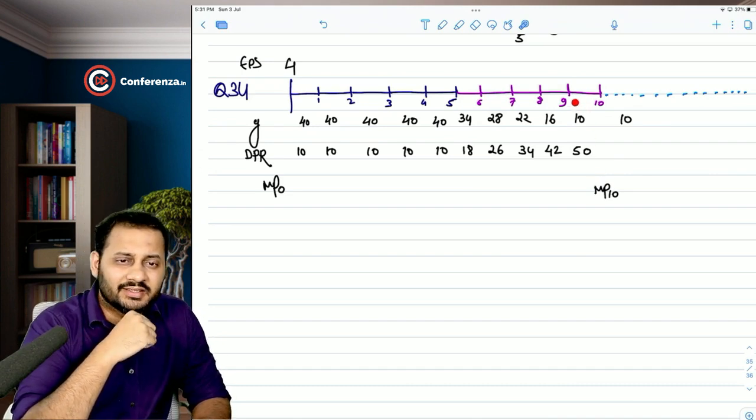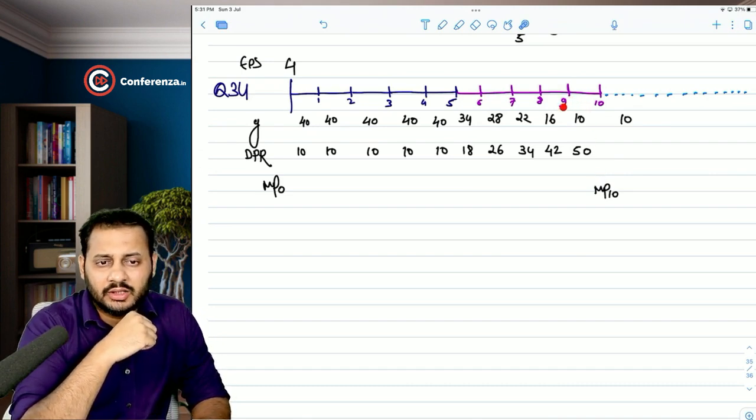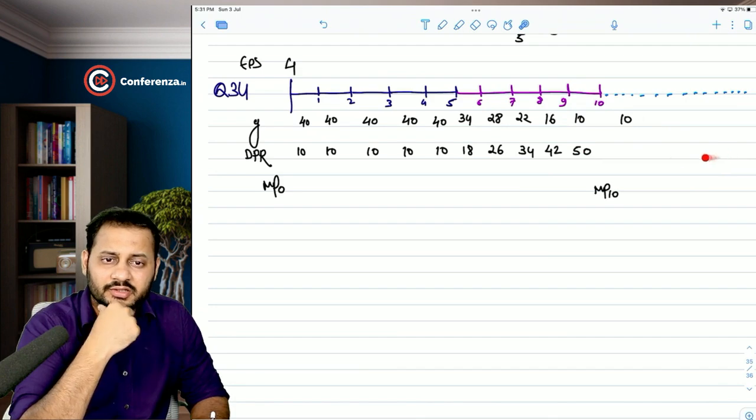But we can restrict the calculation at MP9 also. I think we can do that because everything is the same. Growth rate is 10%, and 50% is the dividend payout ratio after this year. So we will try to solve the question by taking MP9 also.